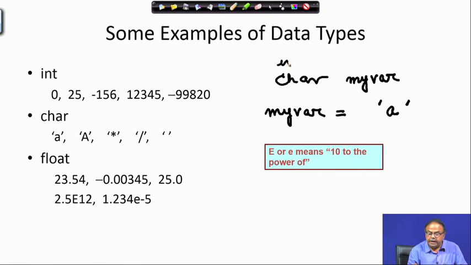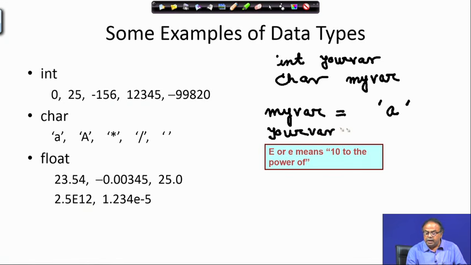For example, I have another variable, your var, which is of type int. If I assign to your var, I can straightaway say an integer value 10. But a character constant has to be always encapsulated within two single quotes, as here.